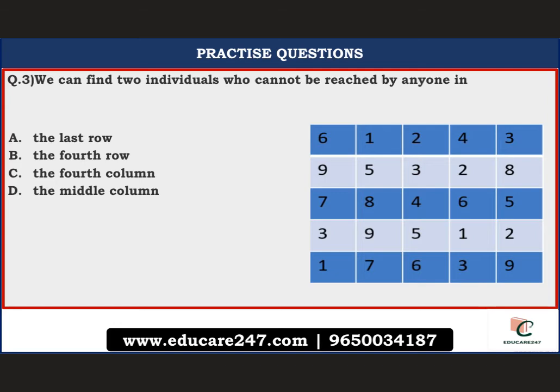Let us have a look at question number 3. We can find 2 individuals who cannot be reached by anyone in, options are given in the last row, the fourth row, the fourth column, or the middle column. Let's go option by option. The last row, all right.